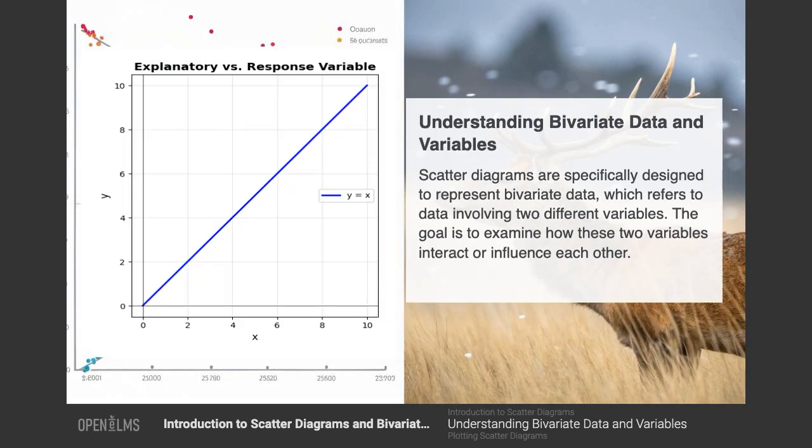Understanding bivariate data and variables. Scatter diagrams are specifically designed to represent bivariate data, which refers to data involving two different variables. The goal is to examine how these two variables interact or influence each other.